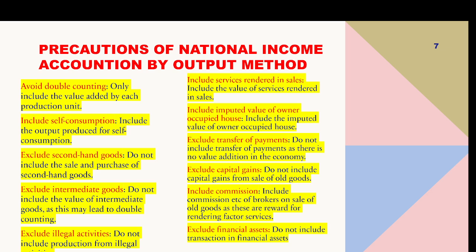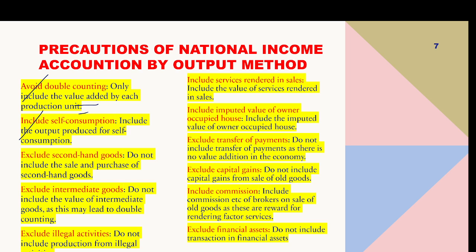Next point is which precautions we are to take while calculating national income. The first point is avoid double counting. Second, include self-consumption. Third, exclude. First, think about double counting. Only include the value added by each unit. Don't go for double counting. So, double counting should be avoided.